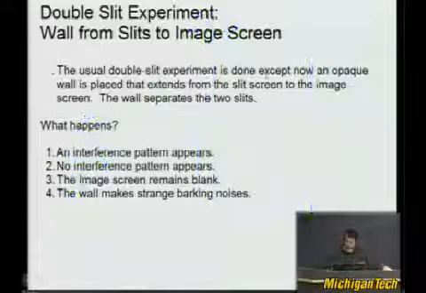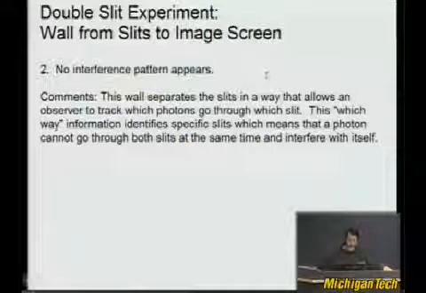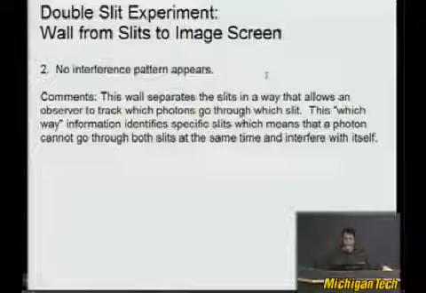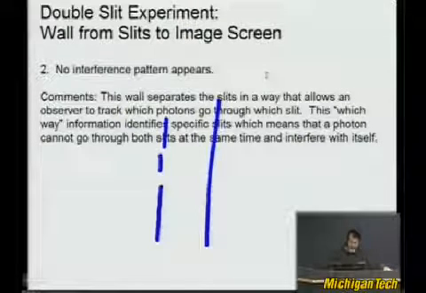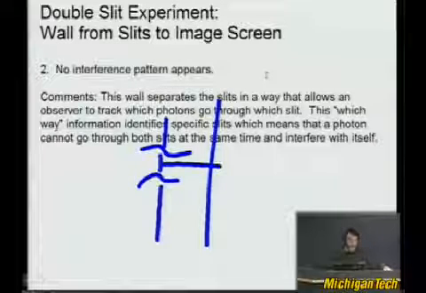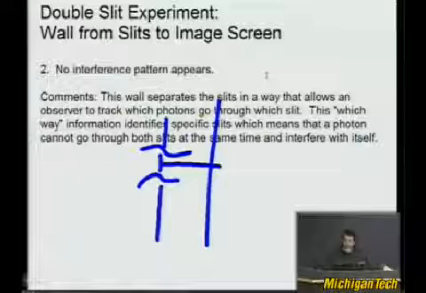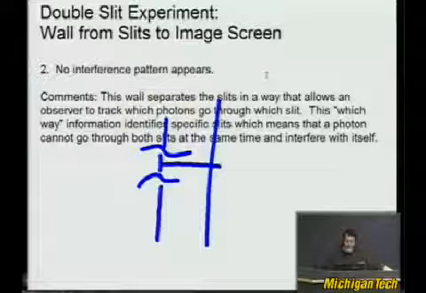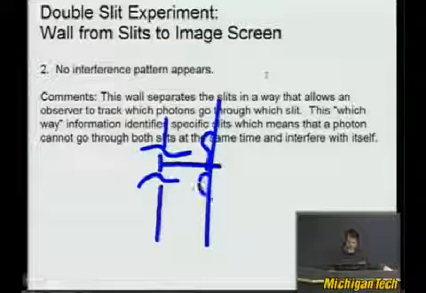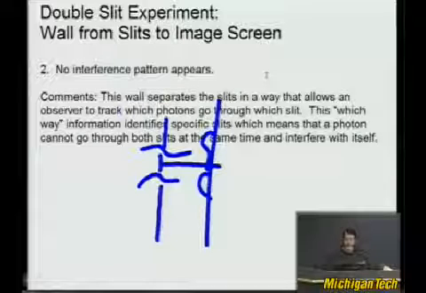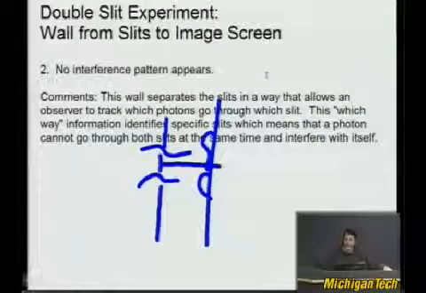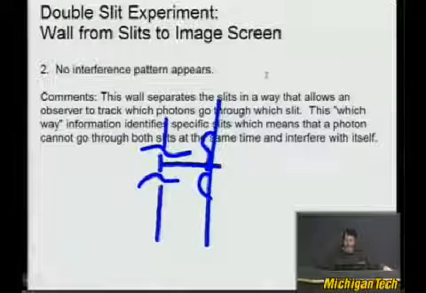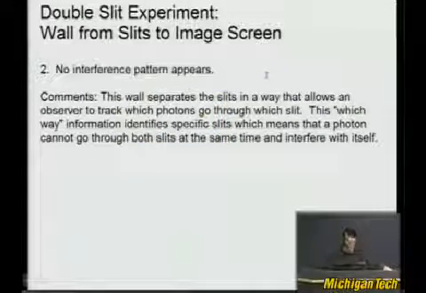I have to hurry because I'm running low on time. No interference pattern occurs. If you put the screen here, then you can tell which slit the photons go through. Once you know which slit the photons go through, you destroy the interference pattern. So you get brightness here and brightness there, but you don't see the interference maxima and minima, because now you can tell which slit the photons went through. So that wall does make a difference. We're not always seeing interference.